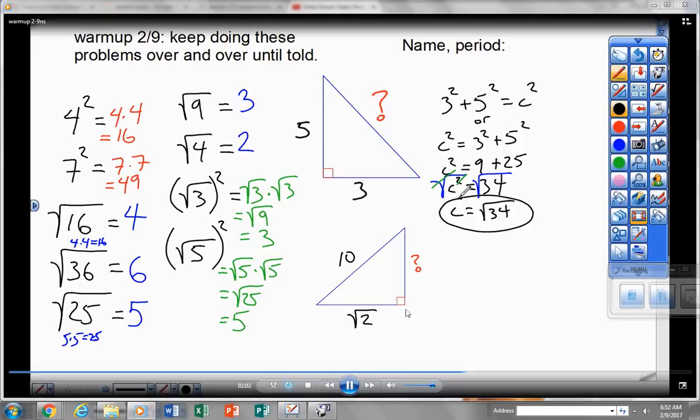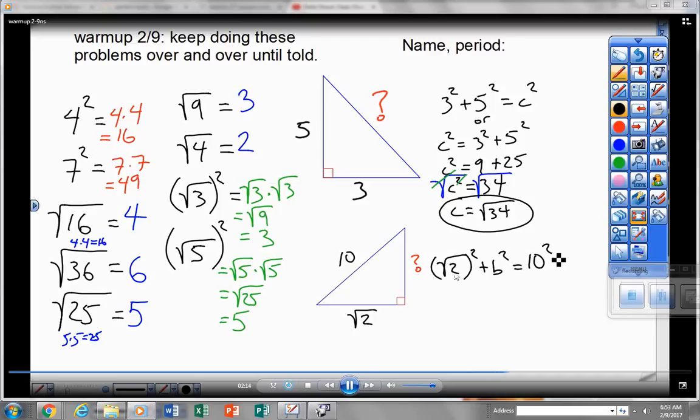Next problem. One of the legs is one of the missing unknowns, so be careful. Do not put 10 and root 2 together. These are not the legs. The legs are always on either side of this right angle. So I'm going to put this root 2, and then this unknown, I'm going to call it b. So root 2 squared plus b squared equals 10 squared.